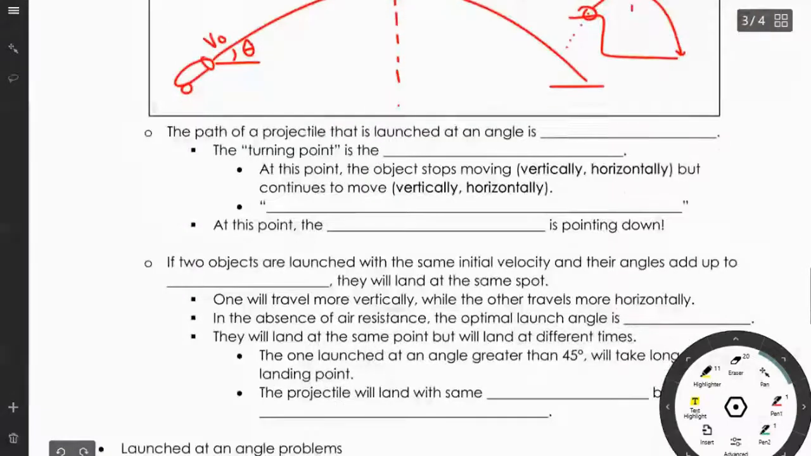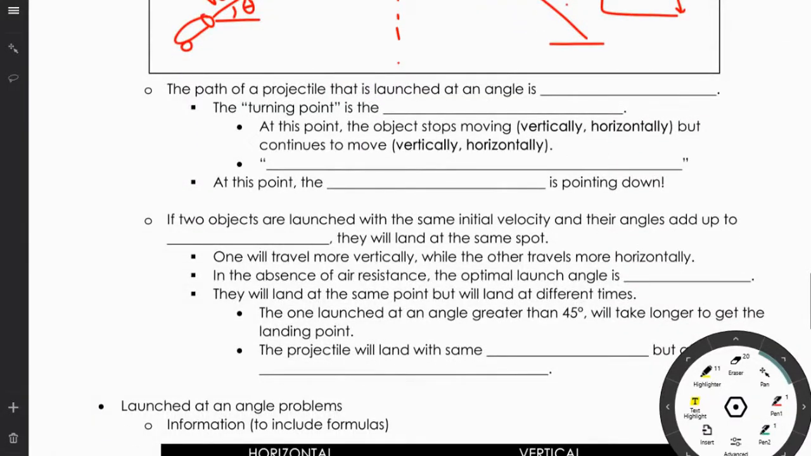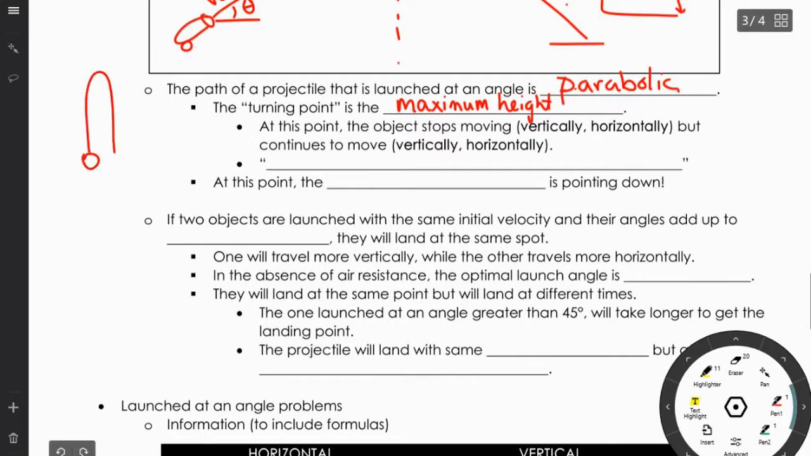All right, so the path of a projectile that was launched at an angle is parabolic, or a parabola. The turning point is what we call the maximum height. Now, if you remember when we talked about free fall and we threw the object up, we talked about this point right here too. Let me just redraw this so it's a little bit more understood. So when I threw it up, I had initial velocity. It reached this maximum height, and then it came back down. And you just have to remember the maximum height.